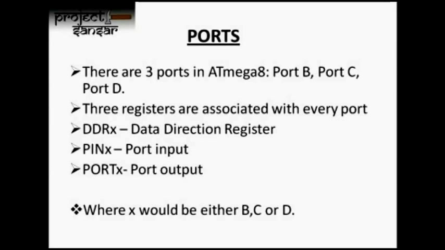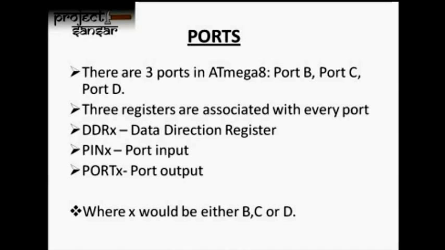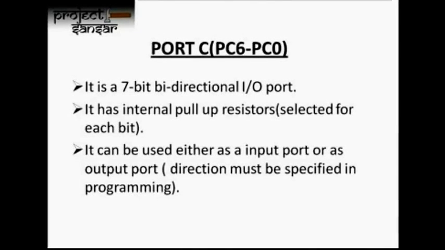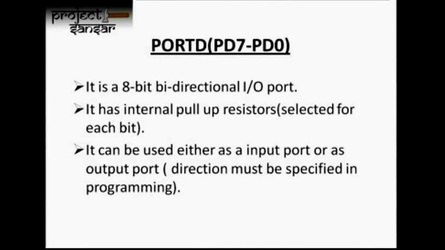There are 3 registers associated with every port. The first one is the data direction register, then the port input, and the port output. Port B has 8 bits or 8 pins. Each can be used for an input or an output purpose. Similarly, C has 7 and D has 8.